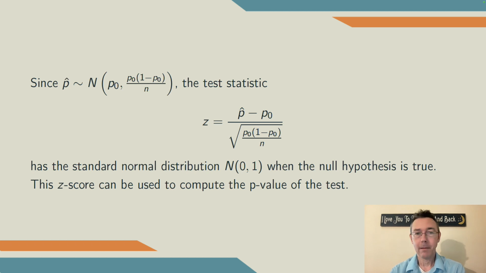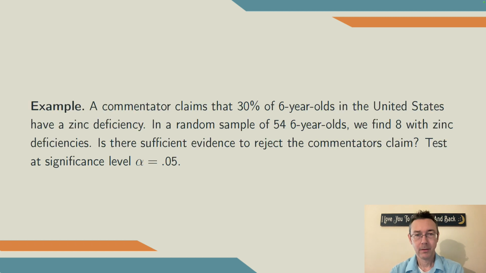Now, since p hat has a normal distribution, it makes sense to compute a z-score as our test statistic. So we take the value we observed, p hat, we subtract off the value we expected, p naught, and then divide by the standard deviation of that sample proportion. So that's that square root in the denominator here. And this test statistic has a standard normal distribution when the null hypothesis is true, and we can use it to compute our p-value. Let's do that in the context of an example.